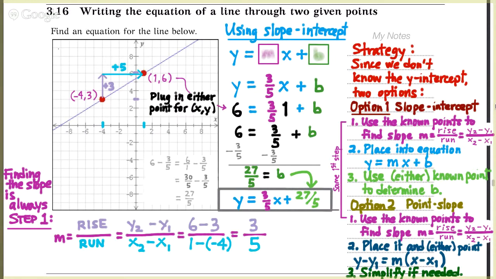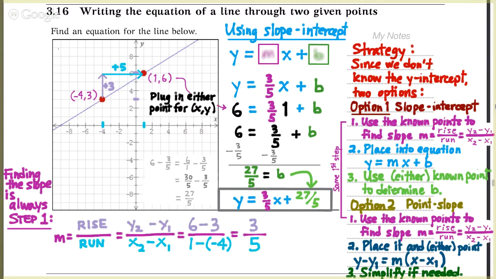So taking option 1, the slope-intercept strategy, the first thing we needed to do was find the slope of this line, which we did by subtracting the y-coordinates to find the rise, 3, subtracting the x-coordinates to find the run, 5, and then dividing those 2 to get 3/5 for our slope.